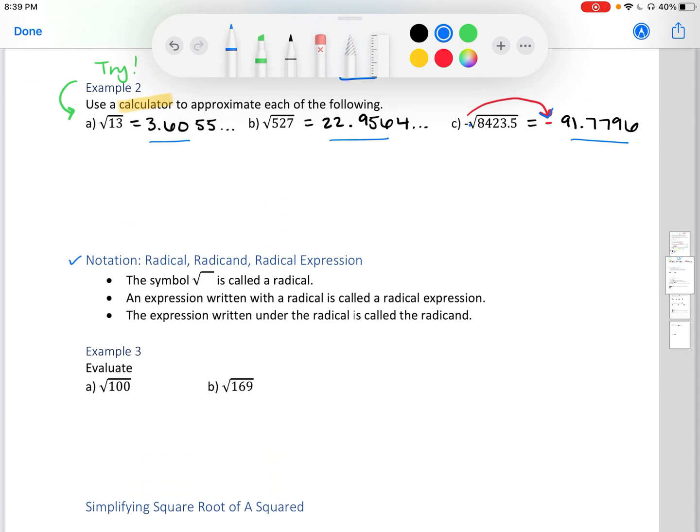Notation: radical, radicand, and radical expression. The symbol square root is called a radical. So square root applies to when you're thinking of numbers, a number that can multiply by itself twice, right? And we're working backwards for square root. But we can work with any such situation where I have a number multiplied by itself 3 times or 4 times and so on. So a square root may not be our only option. In a general sense, it's called a radical.